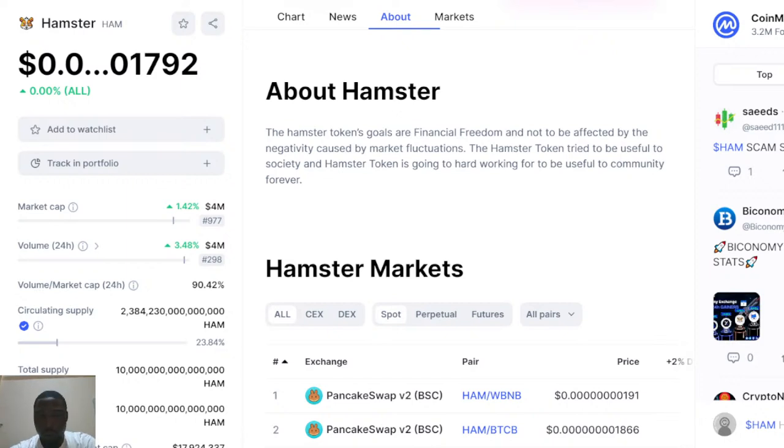So before we talk more about it, let's go back to get.io to analyze the project more.